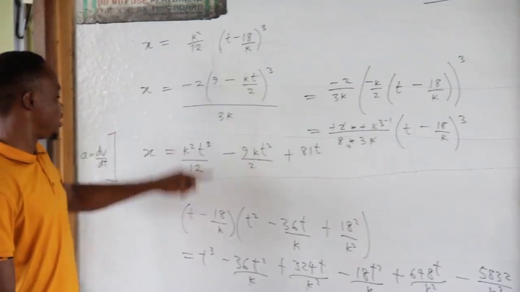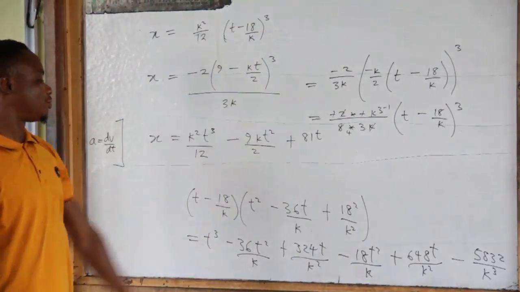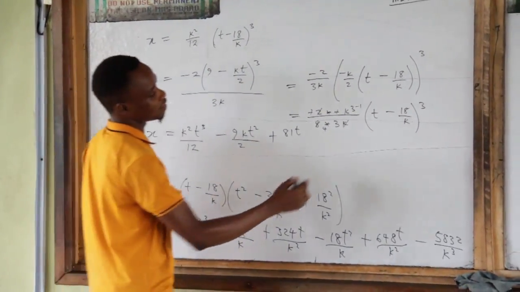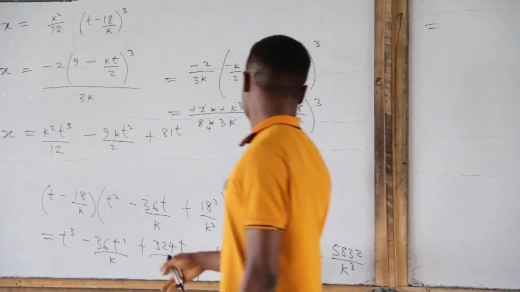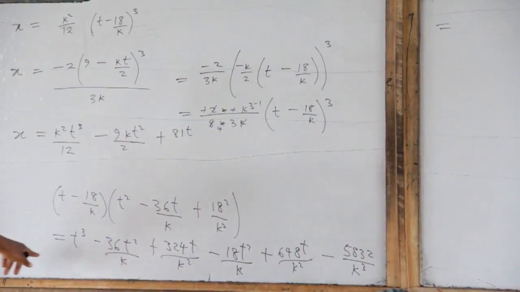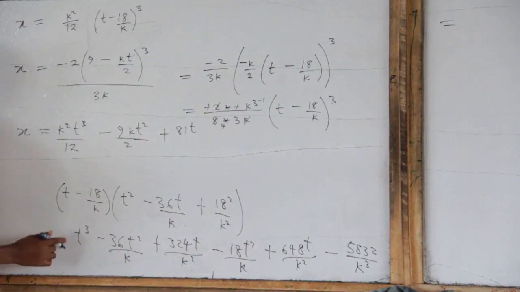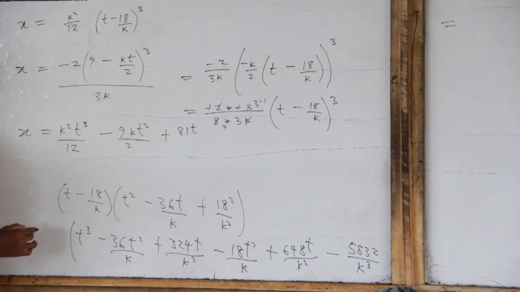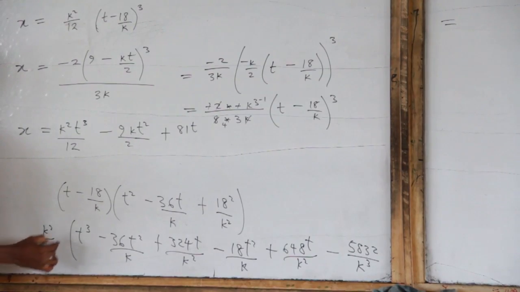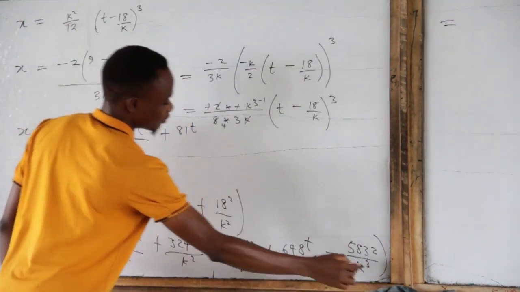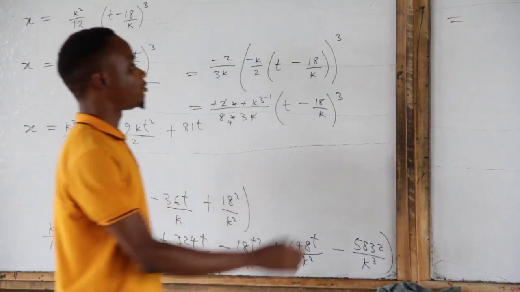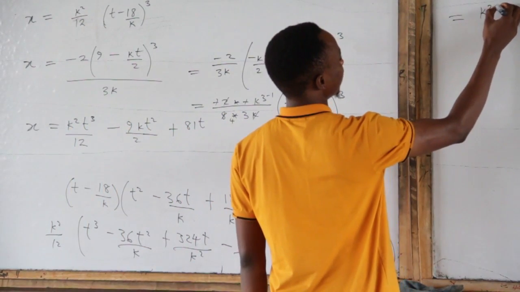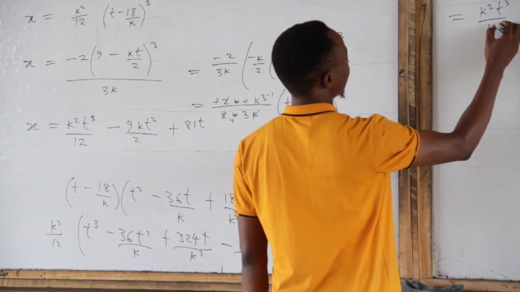So when you multiply everything here by k squared over 12. Okay, let's simplify this first. What does it give us when you simplify? We're going to have t cubed. Okay, so let's multiply directly. Let's multiply everything here by k squared over 12. So when you do that, what do you get? It's going to be k squared t cubed over 12. So I'm going to have k squared t cubed over 12.